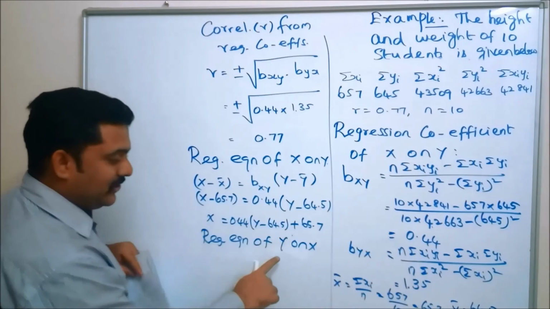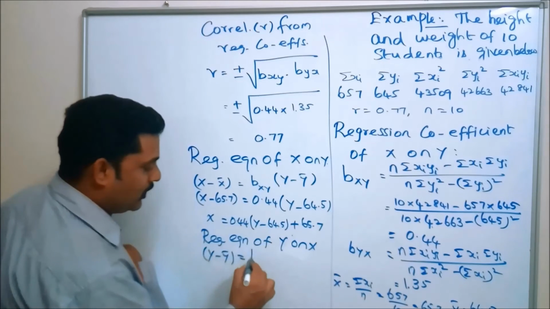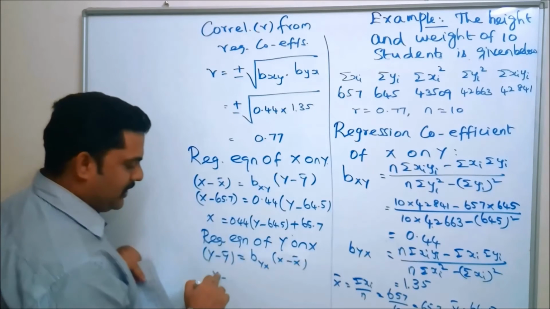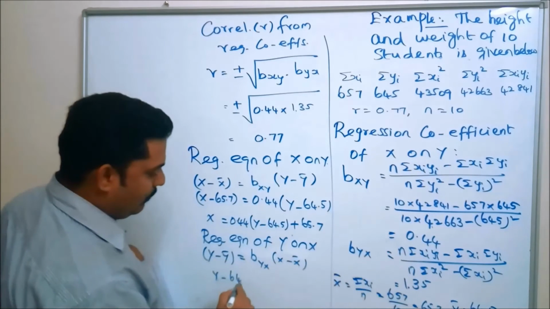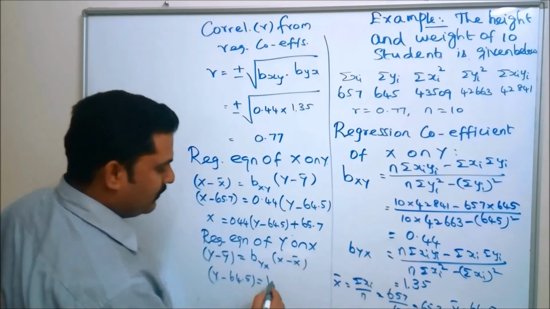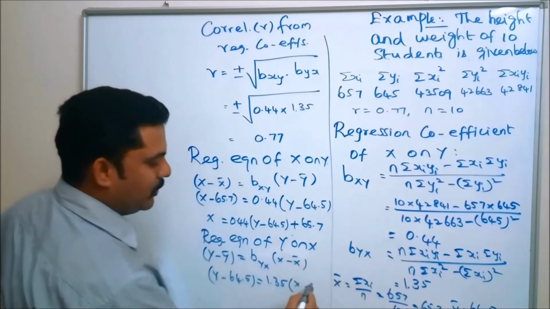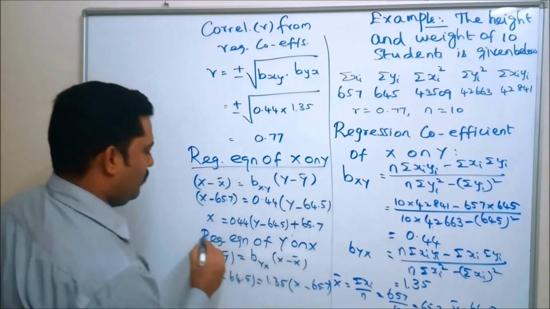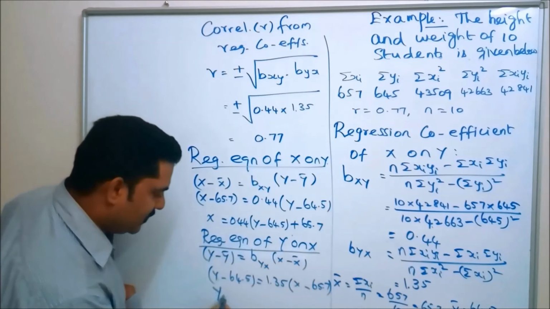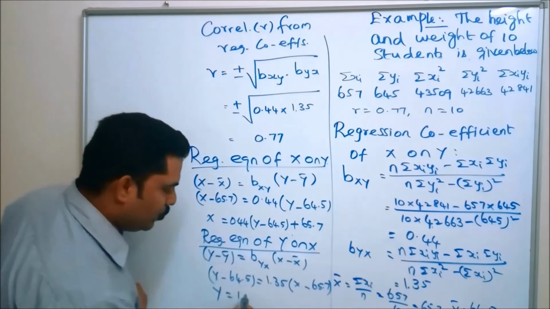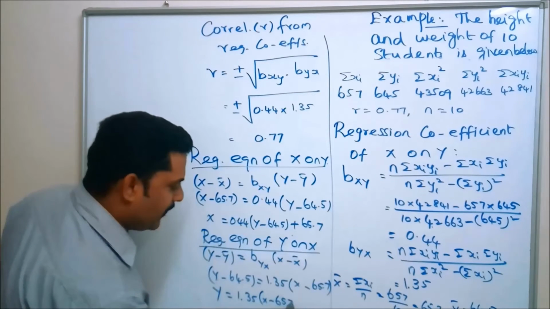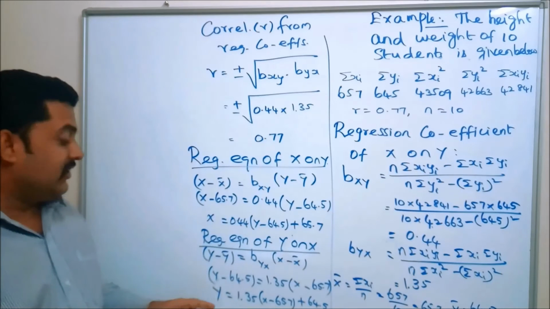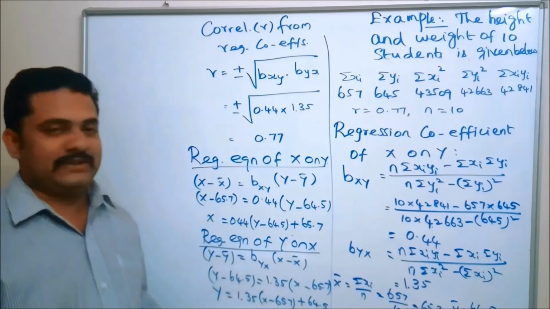Since the equation is of y on x, put it as y minus y bar is equal to byx into x minus x bar. So y minus the value of y bar, 64.5, is equal to byx, which is 1.35, into x minus x bar. The value of x bar is 65.7. Since this is the regression equation of y on x, try to express this in terms of y, that is, y is equal to 1.35 into x minus 65.7, plus 64.5, which is the regression equation of y in terms of x.